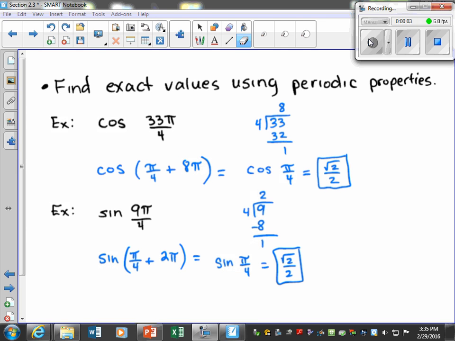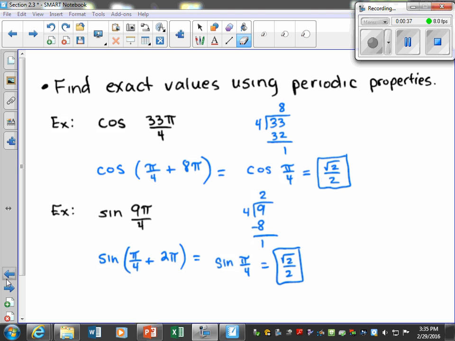Okay, in this next part, let's look at how to find exact values using the periodic properties. Now, this is our first example. If you're given cosine of 33 pi over 4, when you look on your unit circle, this is clearly not going to be on there. So I go off to the side and I say, well, 4 goes into 33 about 8 times with 1 left over. So we're going to say 8 pi is the top, and then 1/4, which is just your pi fourths, is going to be what's left over.